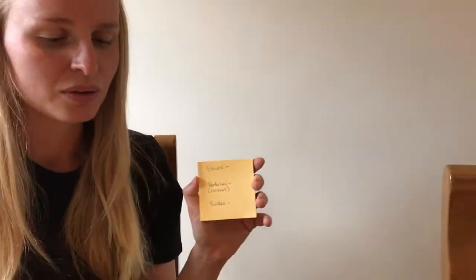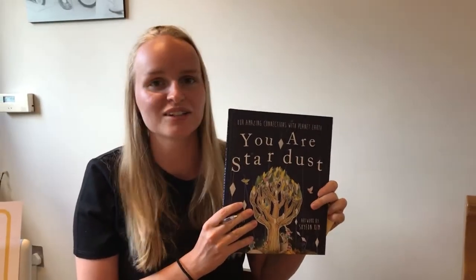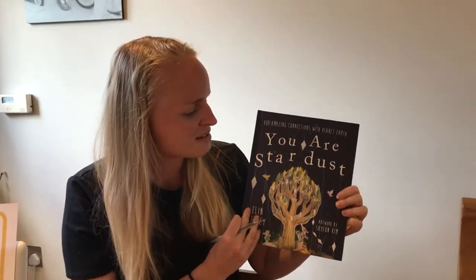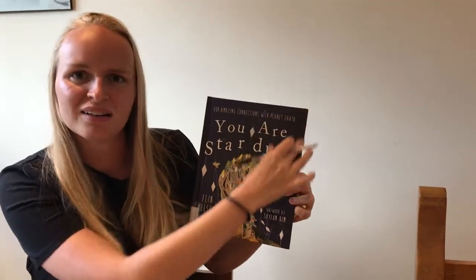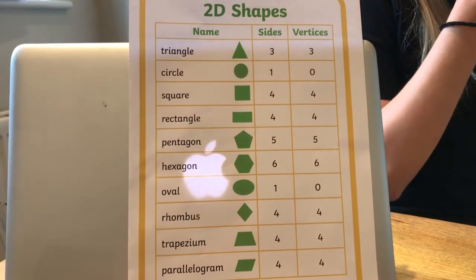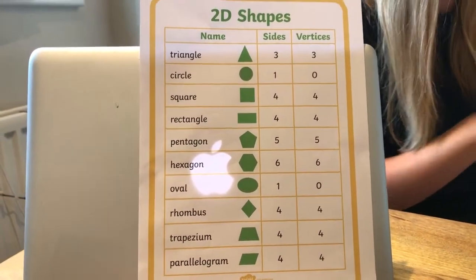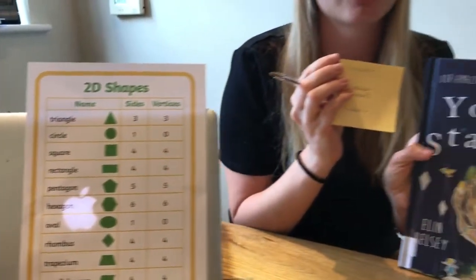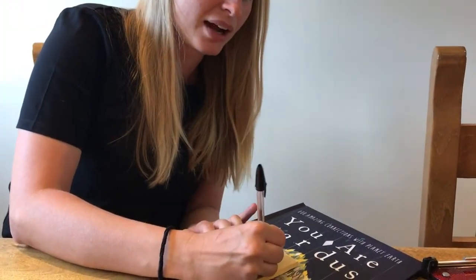Okay, so you might recognise this from yesterday. This is our book that I read to you yesterday, You Are Stardust. So what I'm looking at is this front cover. What shape is that? You can always refer back to your sheet over here and have a little look. What do you think it matches? So I am going to get my post-it when I've had a little think and had a look at the sheet, and I'm going to think, what shape do I reckon that is? I reckon it is a rectangle.